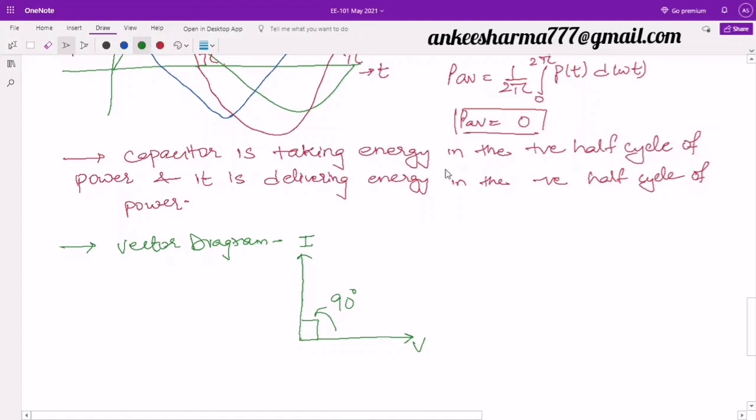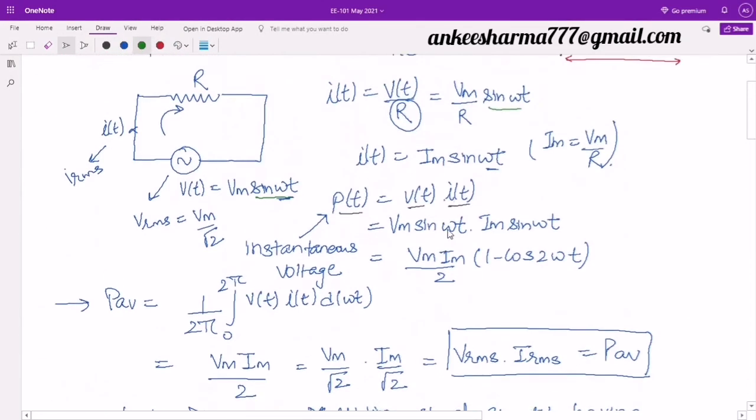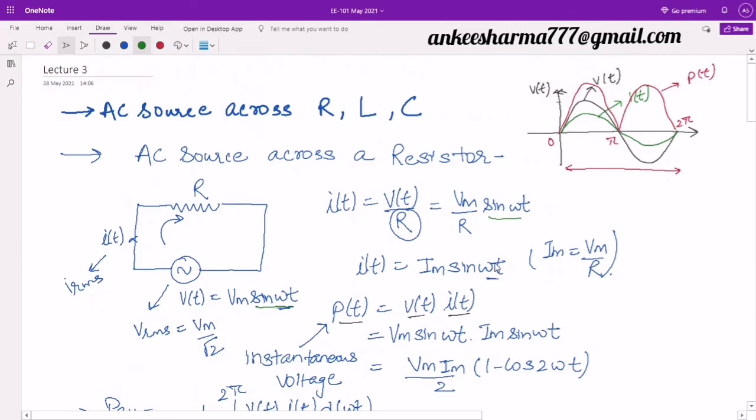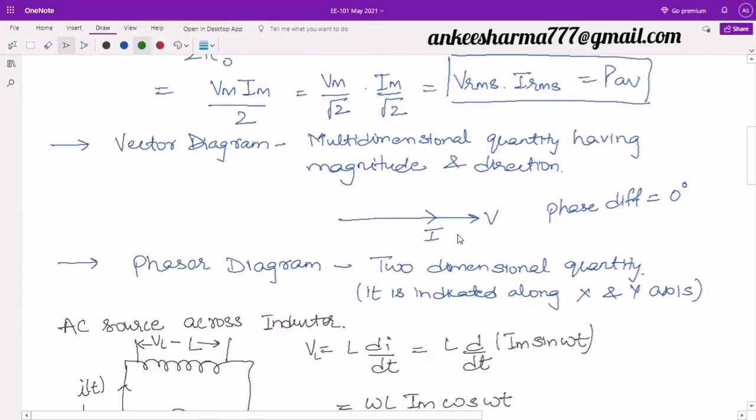So these are the three basic cases where we have discussed the AC source across a resistor, where there is no phase difference. Whatever the phase of sine will be for the voltage, that will be the same for the current, that is, omega t remained the same over there. We've seen that the product of the RMS values of the voltage and the current is equal to the average value of the power, which is a non-zero value. We have seen this vector diagram.